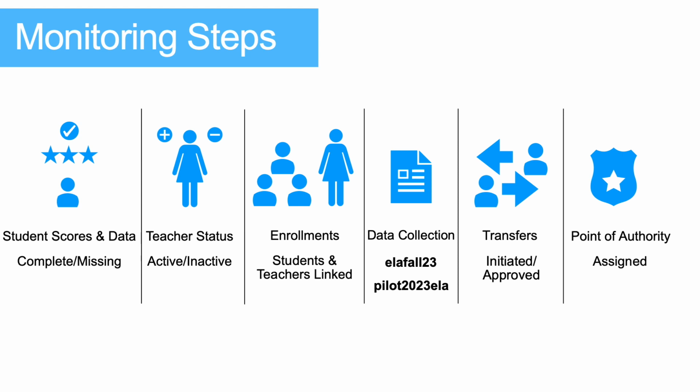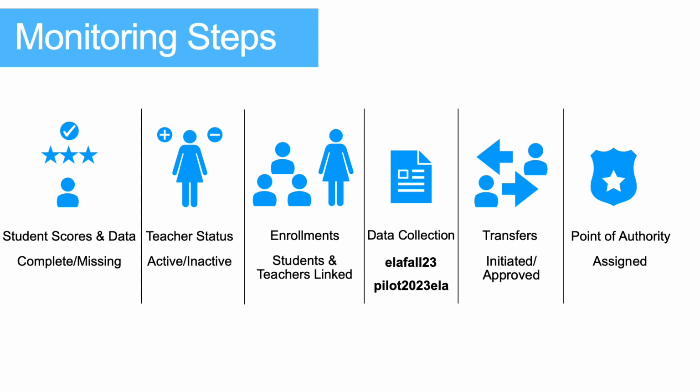We also want to make sure that the enrollments are correct, that students and teachers are linked properly. We know that with the ELA there are students that are shared between organizations, and that's okay. But we want to make sure that they are linked to the proper teachers and that the enrollments are assigned correctly. We have two different data collections going on right now, and they have two different data tokens. If you're utilizing the data collection that we have used in prior years, you're going to use that top data collection token, that ELA Fall 23. And for those that have selected the pilot, they should be using Pilot 2023 ELA as their data token.